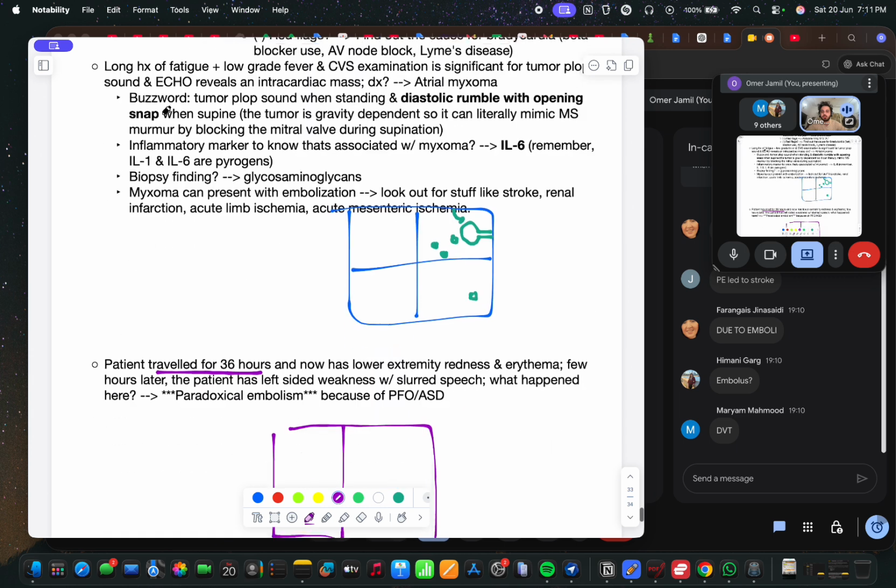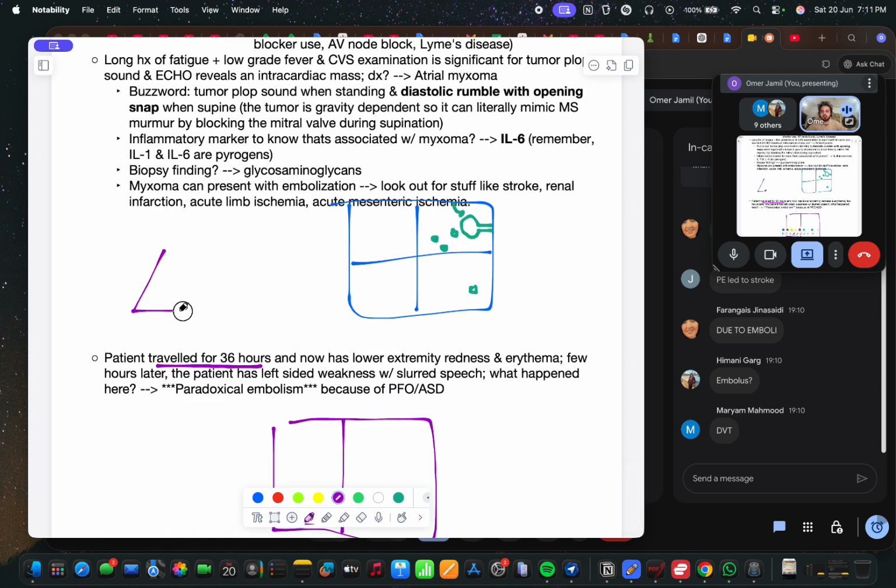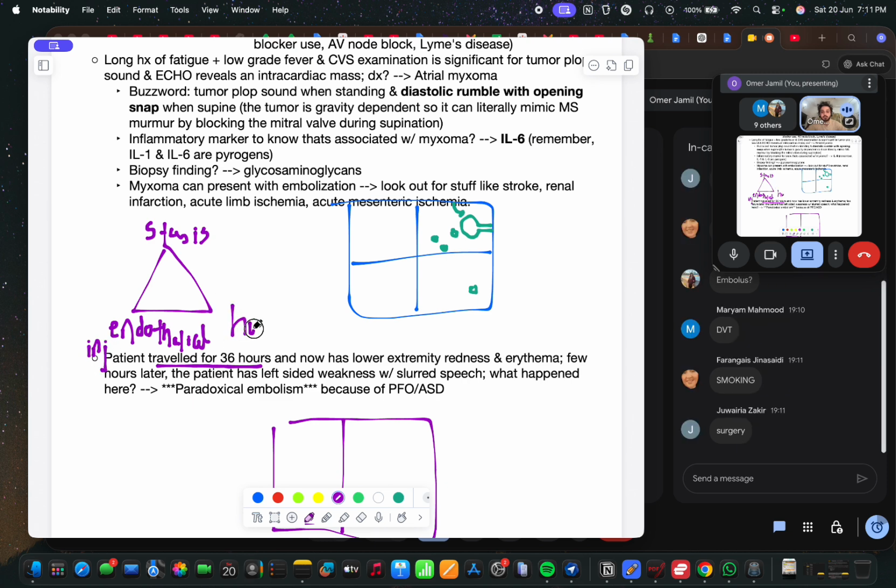So if we go back to heme onc, we have the virtual triad, where we basically have stasis, endothelial injury. Endothelial injury, what would be an example of endothelial injury? Like, how does NBME want you to know this? Endothelial injury, what would be the clinical vignette? Anyone? And hypercoagulous state. Surgery, exactly.